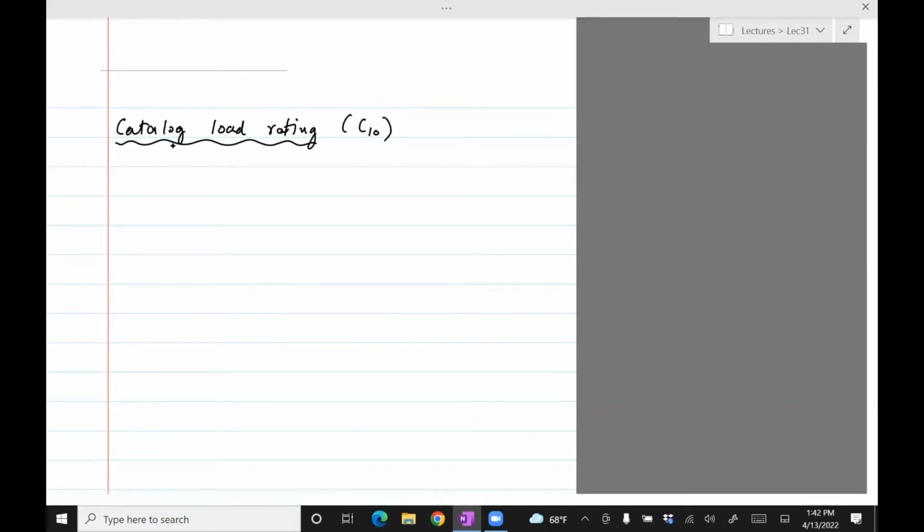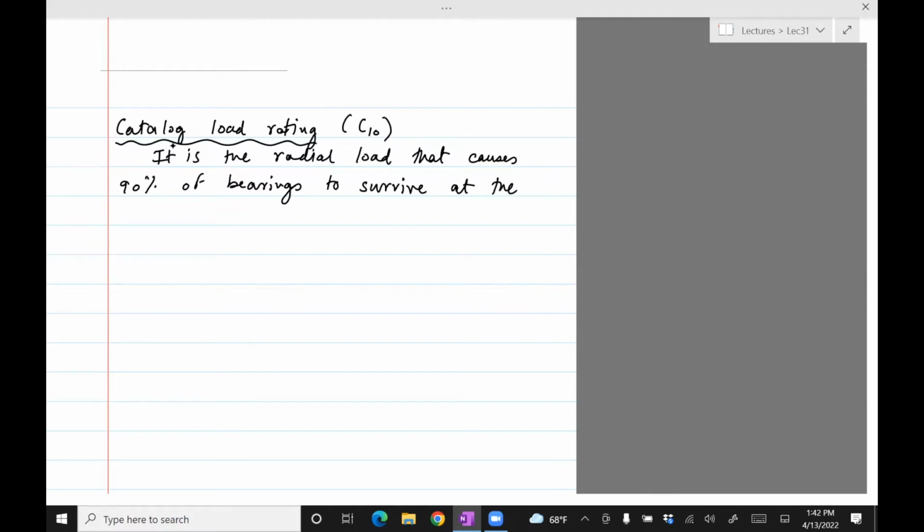Okay, so the definition is, it is the radial load, not the actual, but the radial load that causes 90% of bearings, and by bearings it really means the ball bearings, to survive at the bearing manufacturer's rating life.